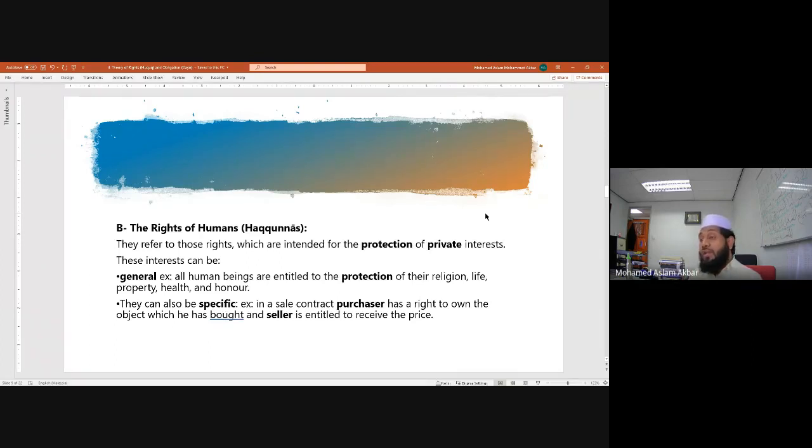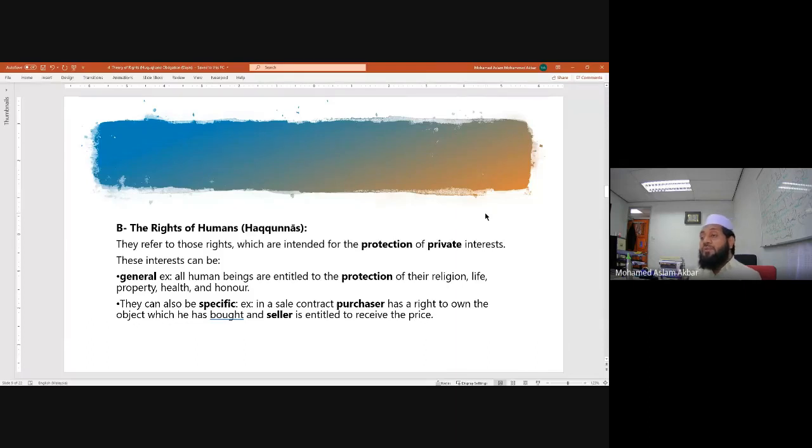They refer to those rights which are intended for the protection of private interest. Earlier I talked about the public interest. That's why I said no one can actually go and own places like those everybody is using. But here we are talking about the private interest. For example, I gave you the example just now. If someone borrows 1,000 ringgit and another person comes and says, okay, I will take care of this 1,000 ringgit, which is possible because it is private interest.